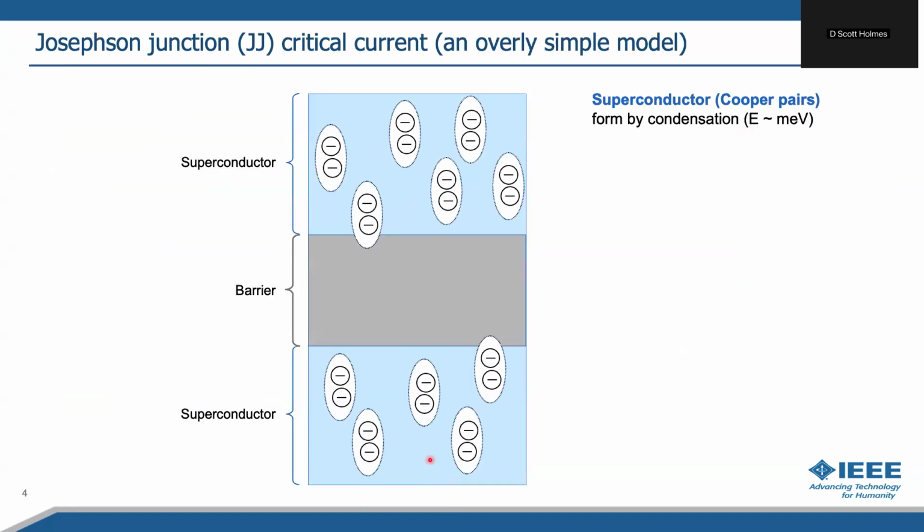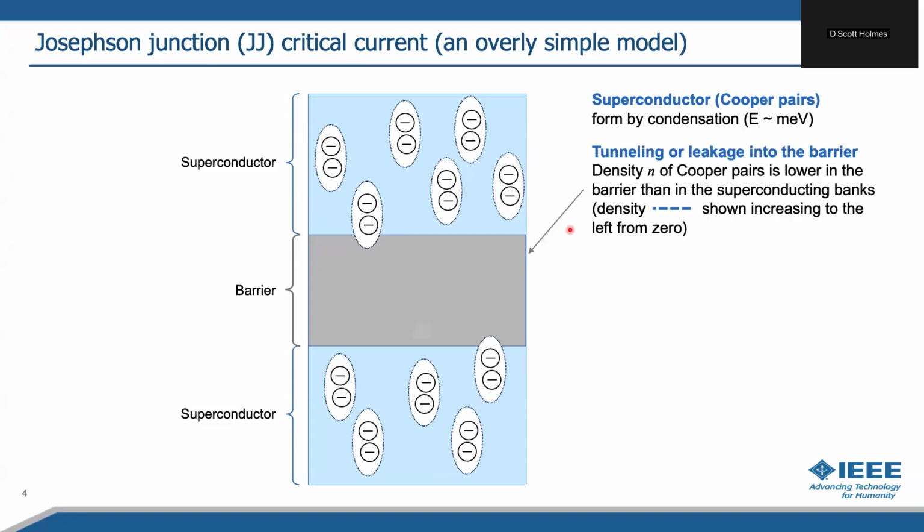Okay. Now let's look at a Josephson junction. We have a superconductor, that's the blue area, and it has Cooper pairs that form by condensation. In between the superconductors, you have this gray zone. This is a barrier. This could be an insulator. It could be a normal metal. Could be a ferromagnet, a ferrimagnet. It's a non-superconductor, some barrier. And there can be tunneling or leakage of the Cooper pairs into the barrier.